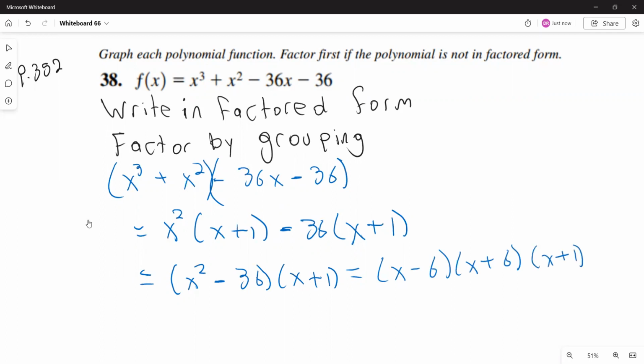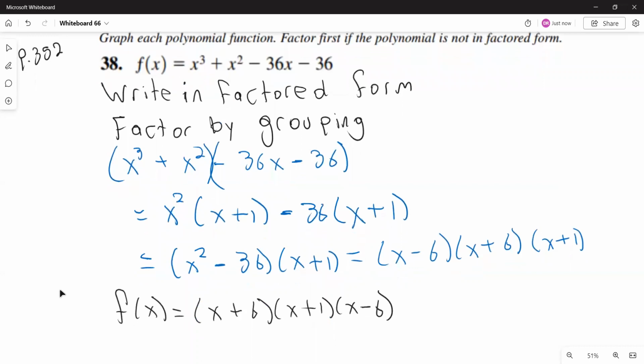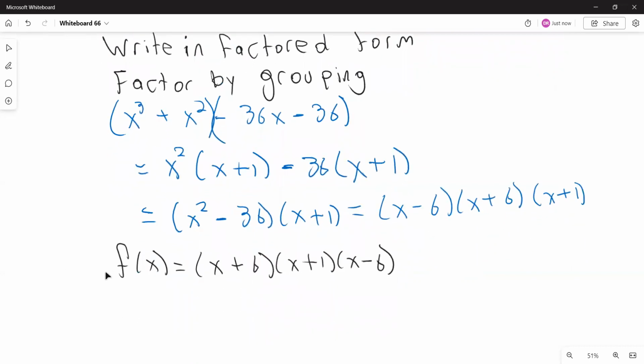Okay, so we were able to write this polynomial in factor form. I'm going to write them in order: x plus 6, x plus 1, and x minus 6. So that's the same polynomial as we began with. Only the first one was in general form, and this one is in factor form.